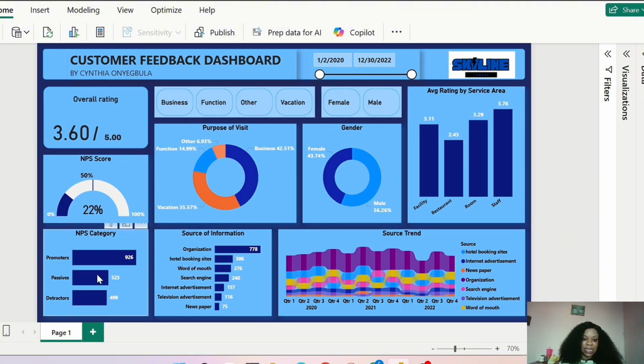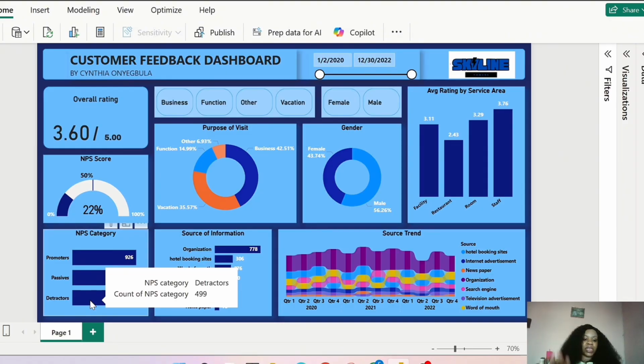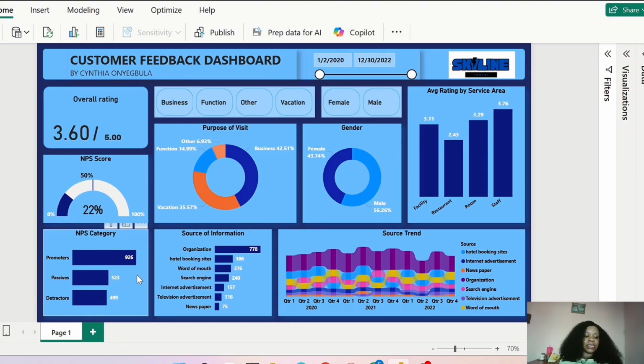Again, we can see that because these passives and detractors, if you add them up, is actually higher than the promoters. So we have more people who are not loyal to us. We have more people who will not say glowing things about us. And that is a big, big problem. Let me also say that your net promoter score is one of the strongest revenue indicators. See, if the score goes up, our revenue will also go up.